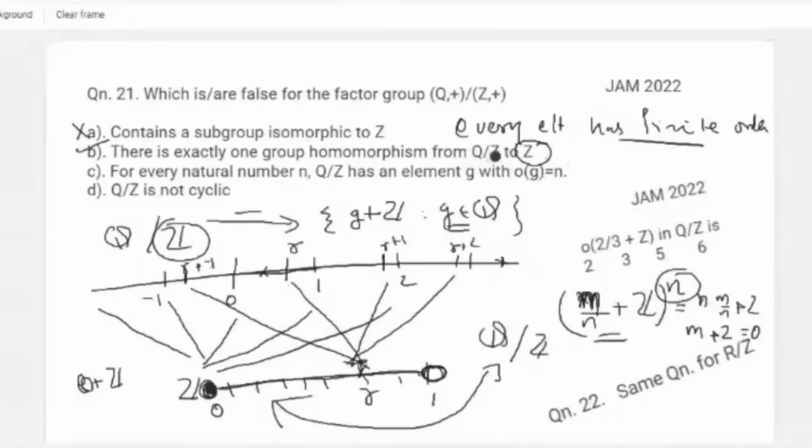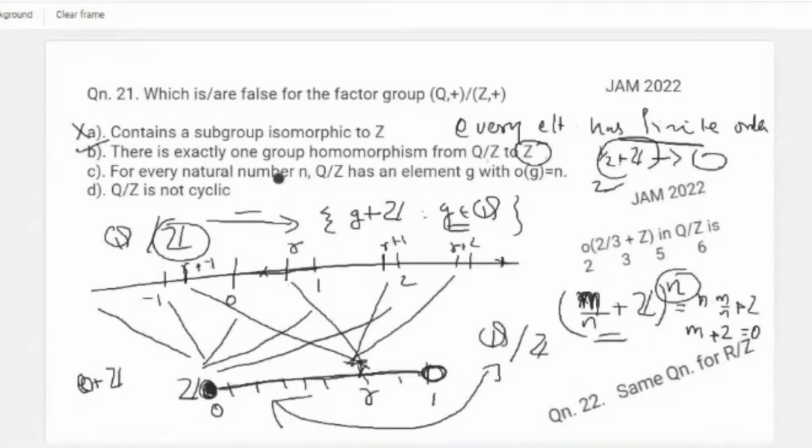Otherwise, take 1 by 2 plus Z. If you map 1 by 2 plus Z to some non-zero integer here, its order is 2, but the integer has infinite order. The second power tends to identity, but here we will never reach identity by taking the power. So it is not possible, only the trivial homomorphism.